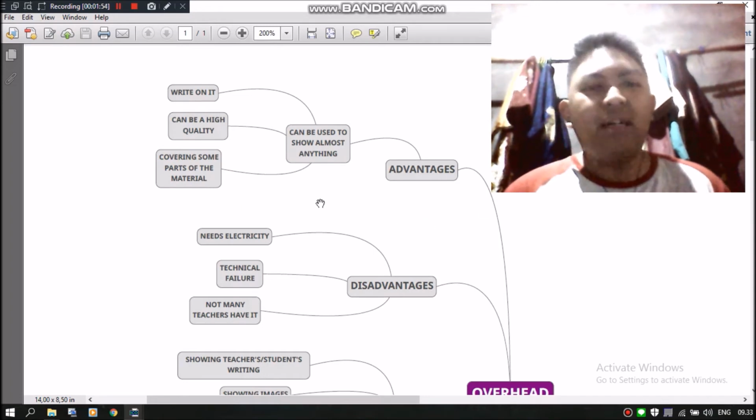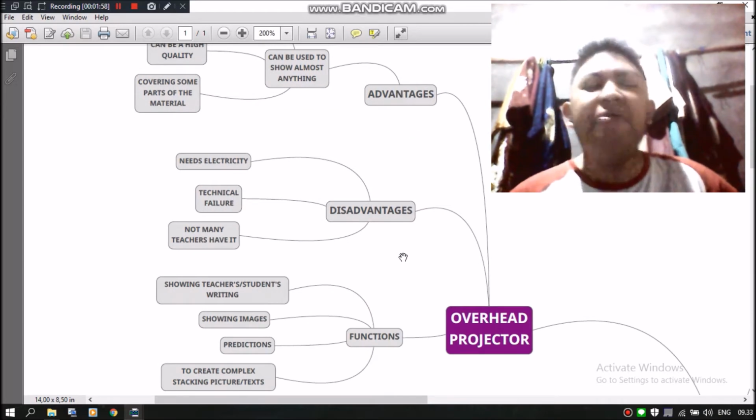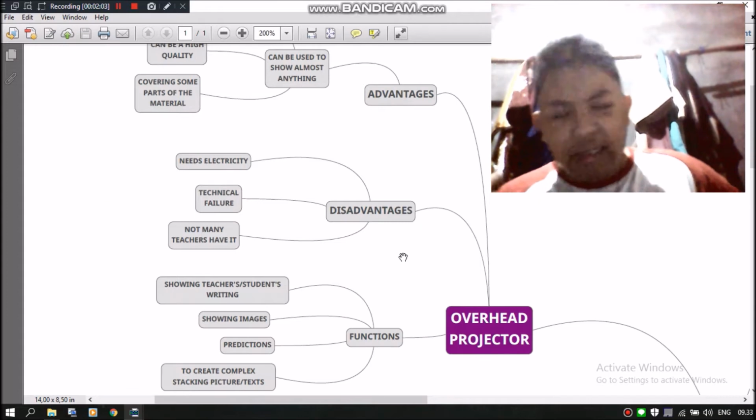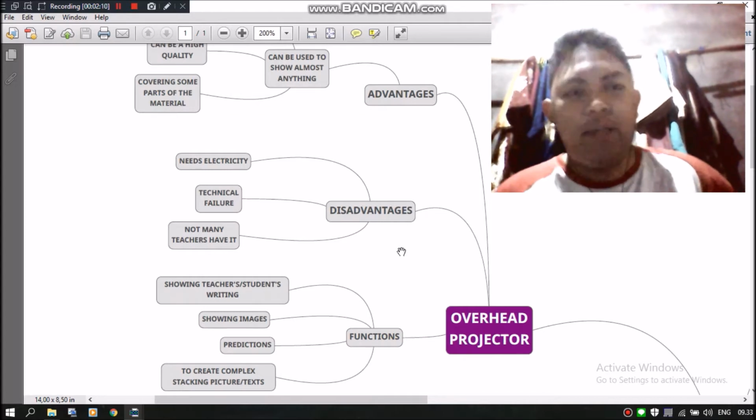So that is the advantages of using overhead projector. And now we move on to the disadvantages of using overhead projector. It needs electricity because it's a mechanical machine, so of course it needs electricity.